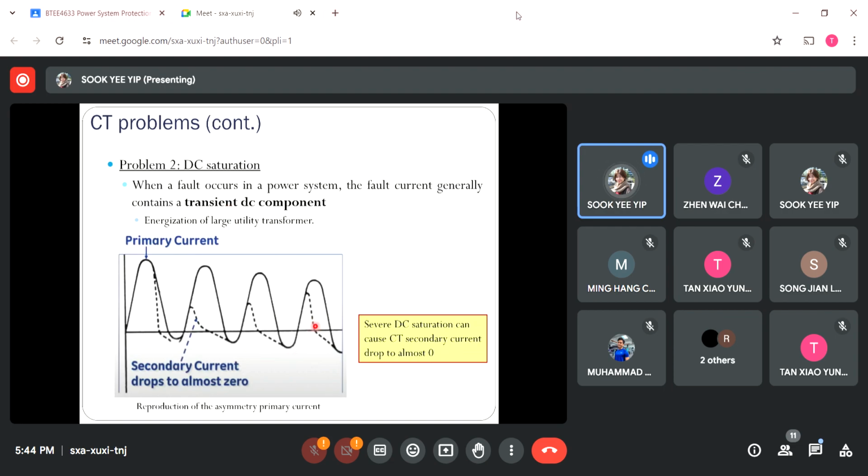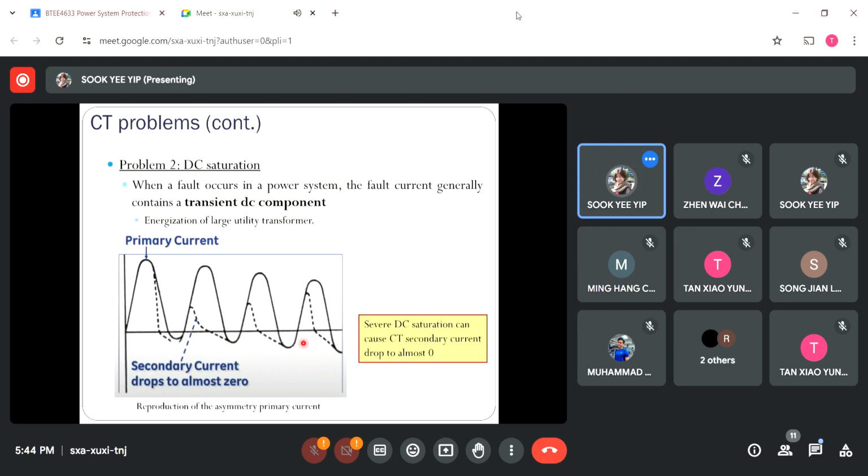So let's check out these figures here. So what happens if we try to measure the current value under the conditions where we have DC saturation? So let's say this is a primary current that needs to be measured and we have a 1:1 ratio. The dotted line is actually the secondary current. You will notice that the current actually drops close to zero for certain conditions here, which means that this DC saturation is causing wrong measurements from the current transformers.